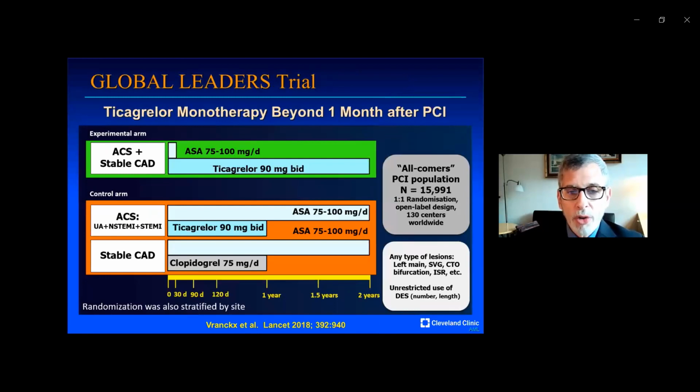but the large GLOBAL LEADERS trial assessed the use of ticagrelor or clopidogrel for a period of 1 year with aspirin, as compared to ticagrelor alone with aspirin only used for 1 month in patients undergoing PCI.